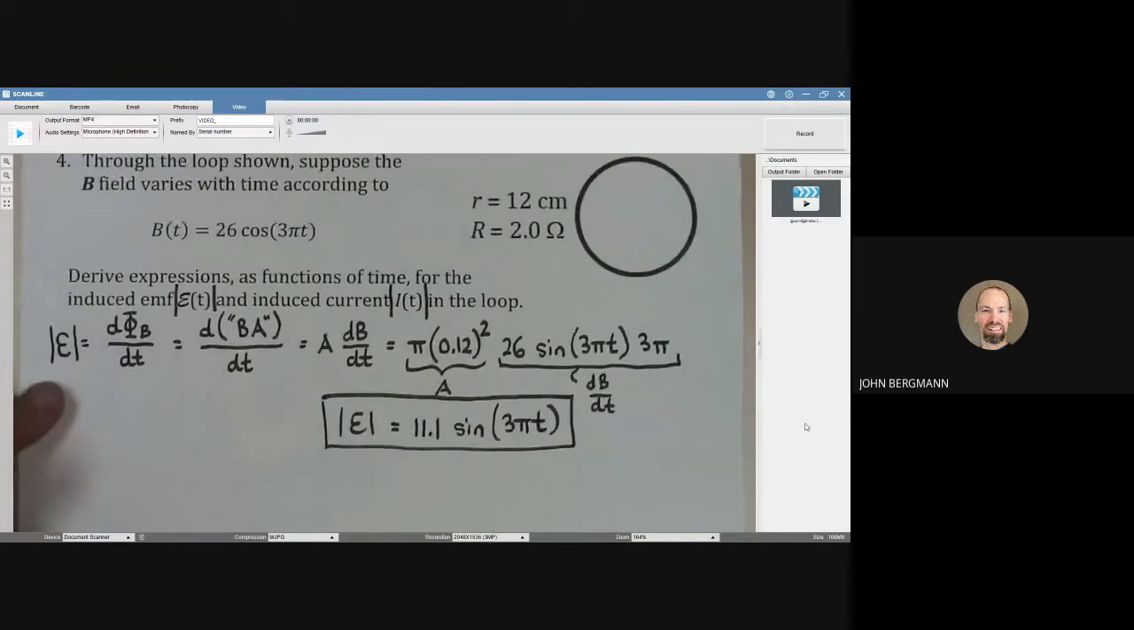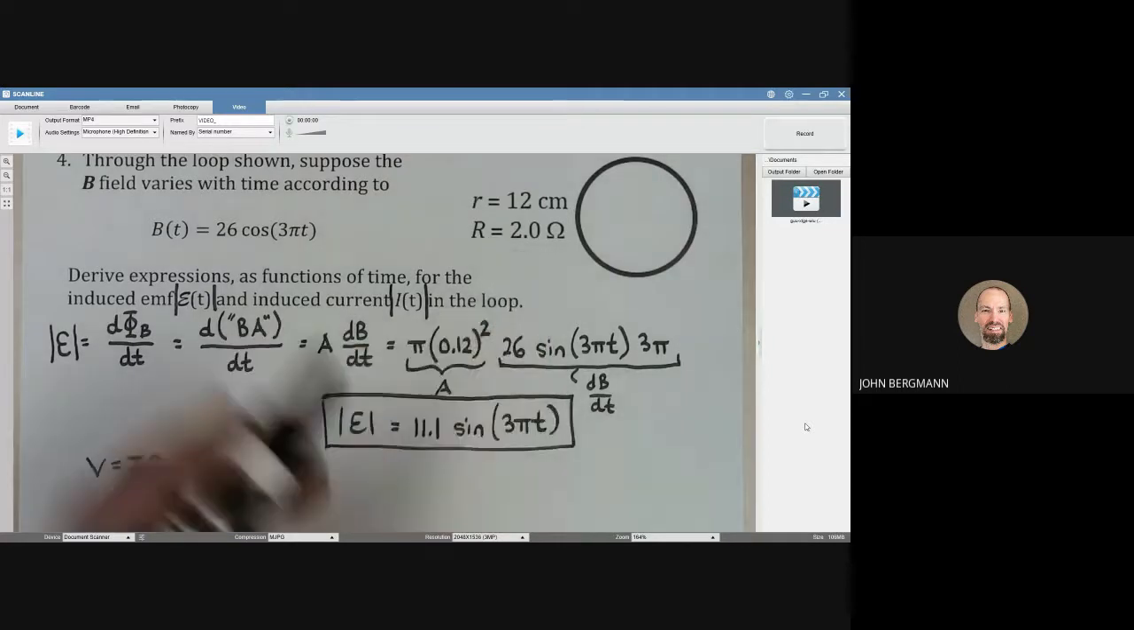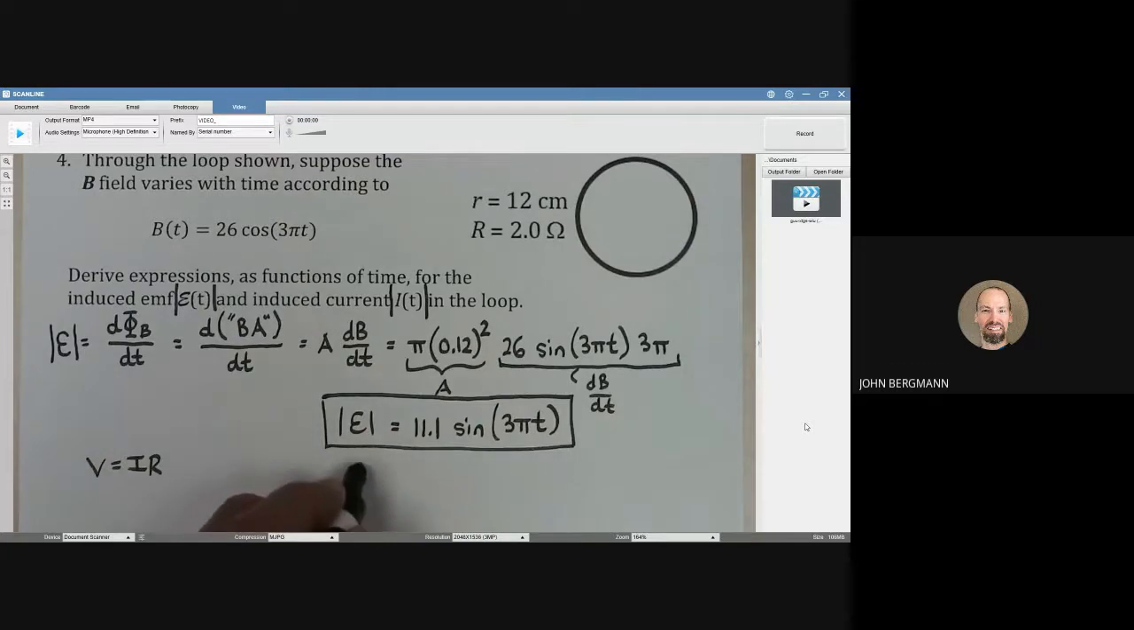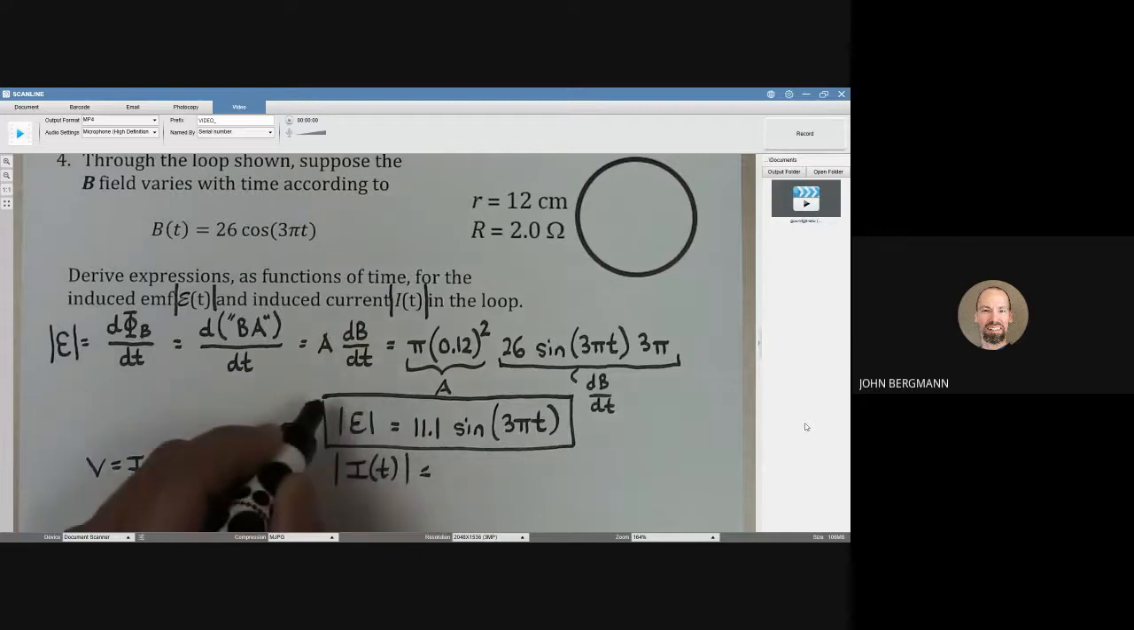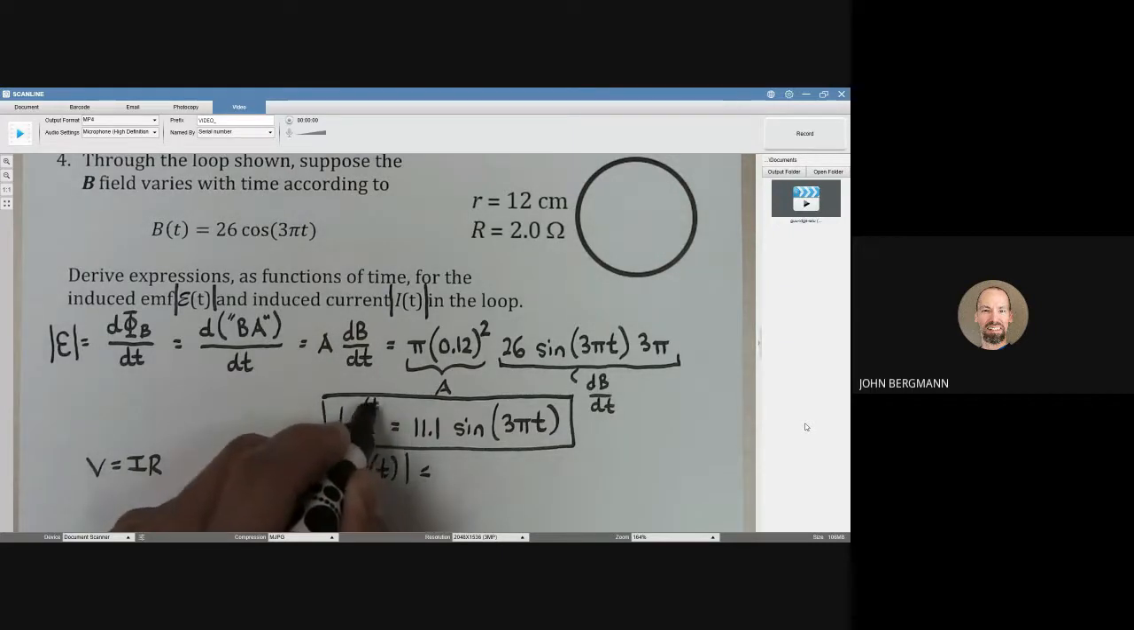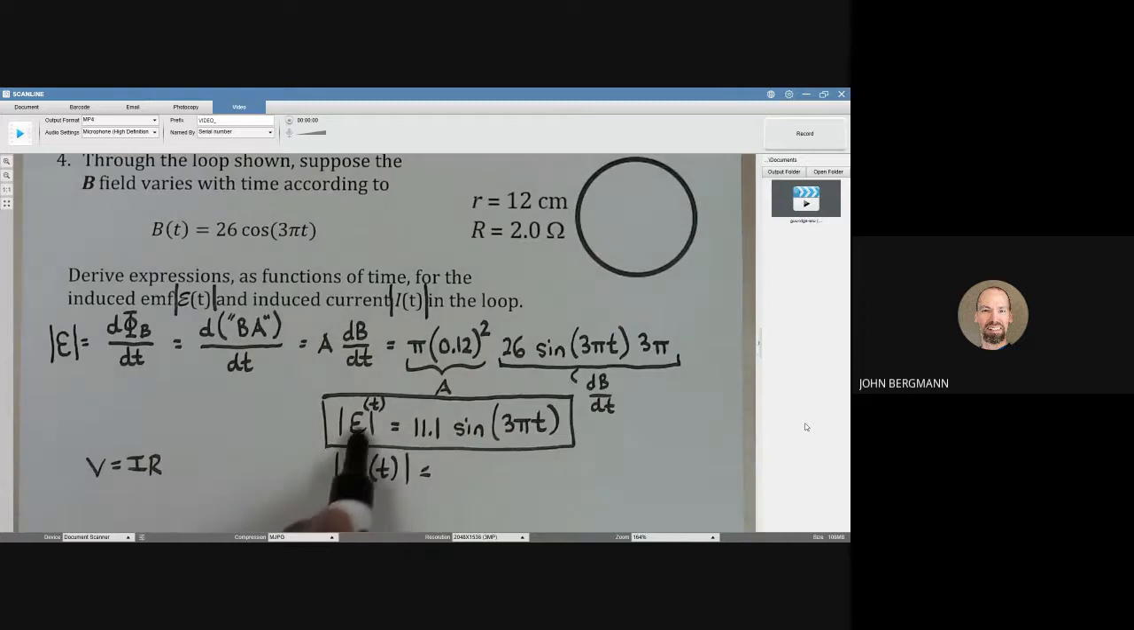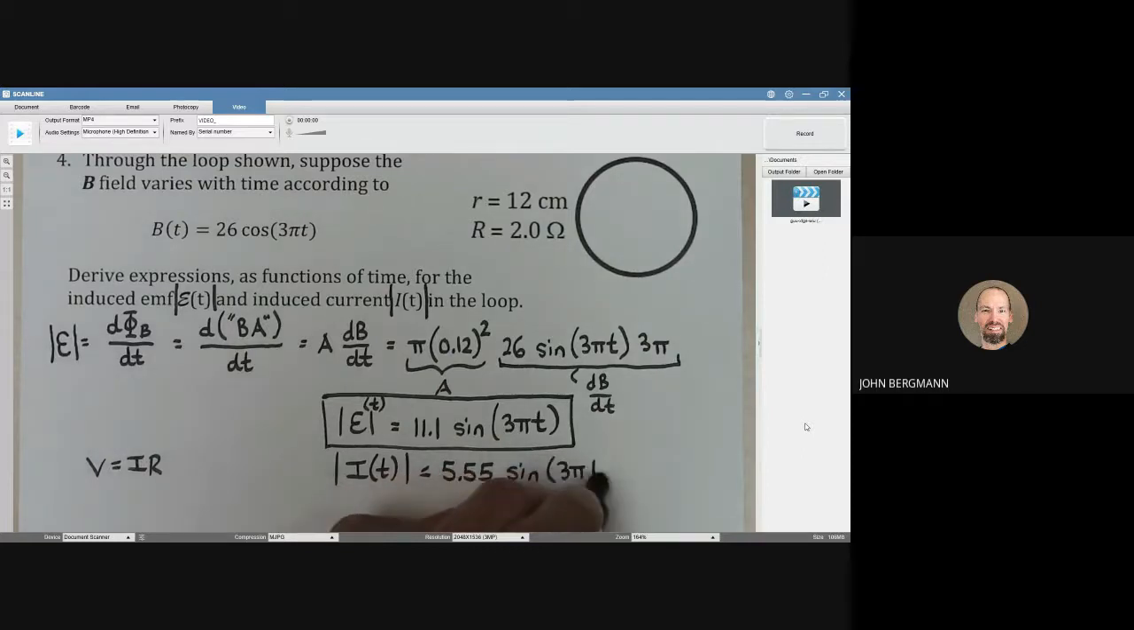What about the current? That's real easy, isn't it? Because by Ohm's law, the current is just going to be the voltage, which is right here, divided by the resistance. The resistance of this coil is given as 2. The magnitude of the current at any particular time, maybe I should stick that in there as well, since this is the EMF at any particular time, is just going to be all of this divided by 2. Well, 11.1 divided by 2 is 5.55 or so times the sine of 3 pi t.